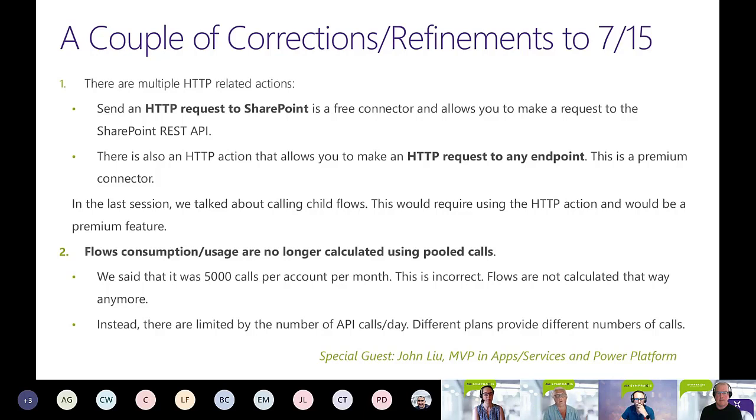Everything for free is really for pay, but it's not an additional cost. And then there's an HTTP action that allows you to make a request to any endpoint. So, for instance, you could hit CNN's RSS feed if you really wanted to. That's a premium connector. So as you're converting your SharePoint 2010 workflows to Power Automate flows, it's likely that any HTTP request that you're doing is to SharePoint, because that's sort of the scope of those workflows, so you won't incur any additional costs.